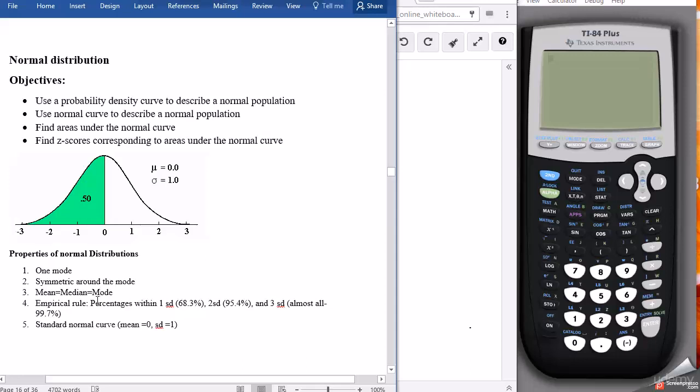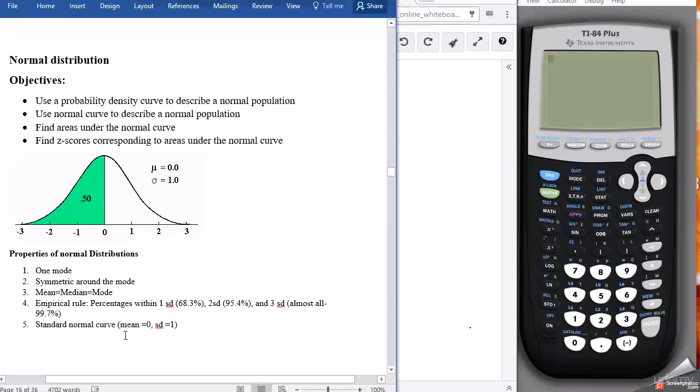We have what we call the empirical rule, which tells us the percentages of the data that are clustered within a specified amount of standard deviations. For instance, 68.3% of the data are within one standard deviation of the mean. 95.4% of the data are within 2 standard deviations of the mean, and 3 standard deviations contain almost all, which is 99.7% of the data.